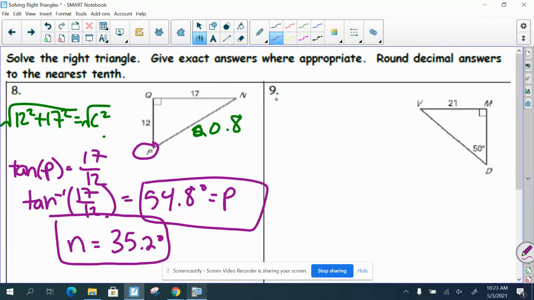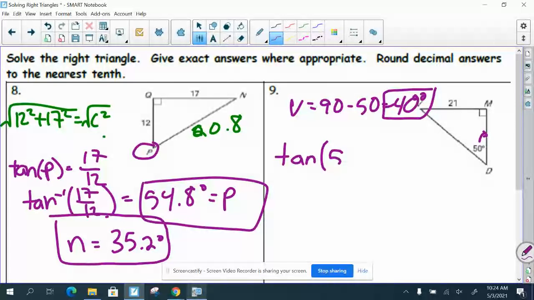Okay, let's try an example like number 9, where you're only given one side length, but you are given an angle. This one's easier, well, easier in a way. To get angle V, we just have to get 90 minus 50, which is 40 degrees. So V is 40 degrees, and then we need to get one of these sides. So I'm going to go ahead and get MD. If I want to get MD, that would be the adjacent side to angle 50. So I have adjacent and I have opposite. So we would use the tangent.